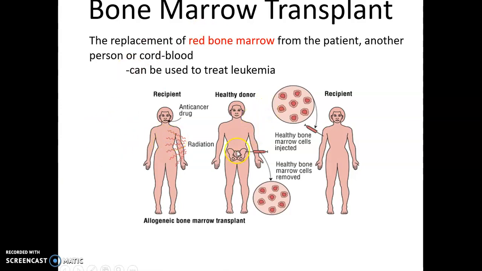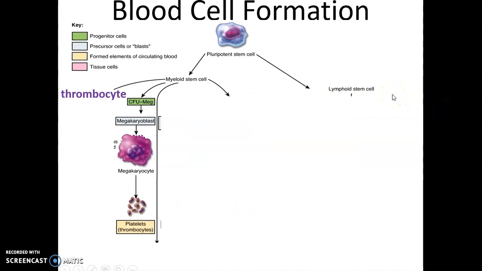Then a healthy donor has red bone marrow removed, and it is injected into some of the bones of the recipient, now giving the recipient healthy red bone marrow that will produce all the blood cells they need. Again, it is very important that the donor is a very good genetic match to the recipient, because we do not want the new immune response in the recipient to attack their own body. That would not be good.